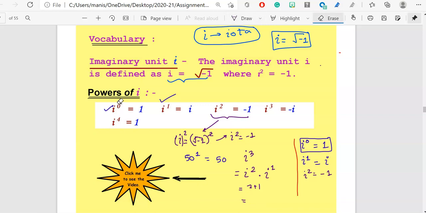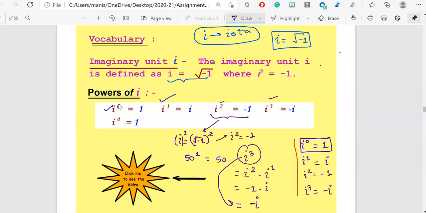Now I will ask you a question. What is i squared? Yes, it is -1. Good job. Times i to the power 1, which you can see is i itself. When I multiply this, what is my answer? -i. So i to the power 3 is -i. This is how we derive this one.